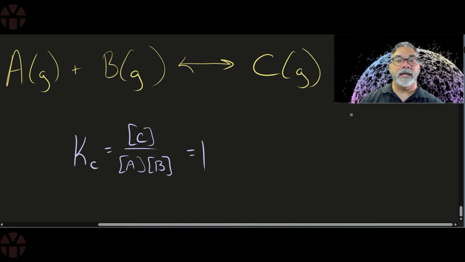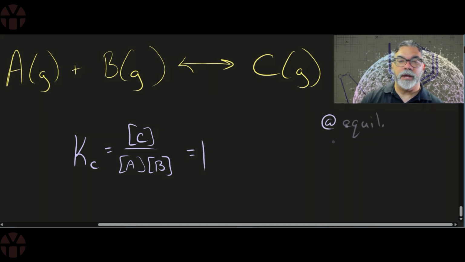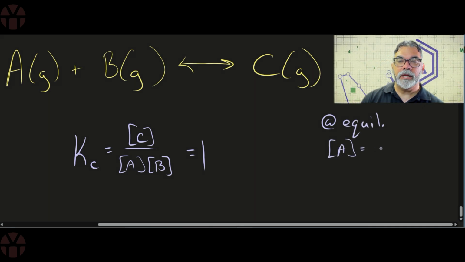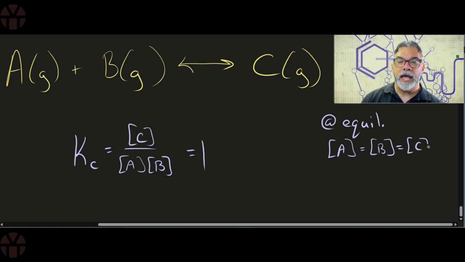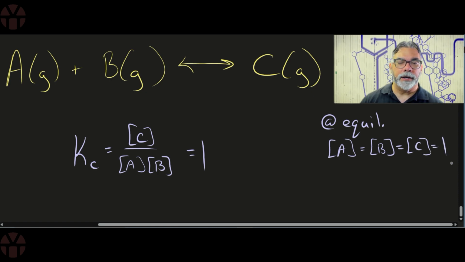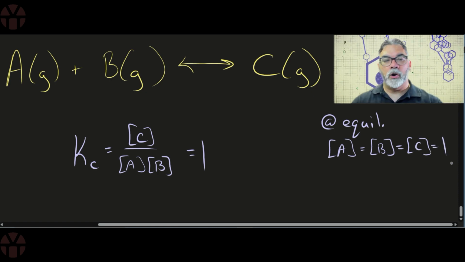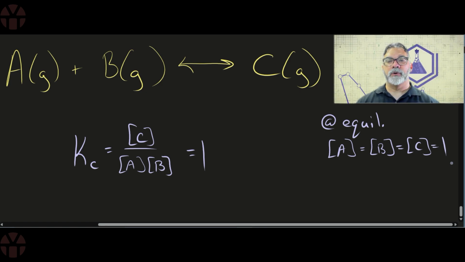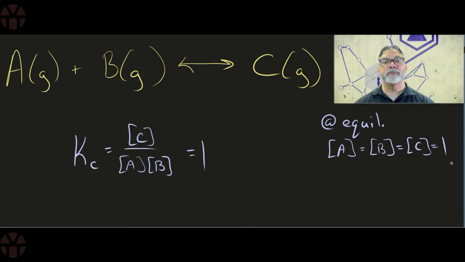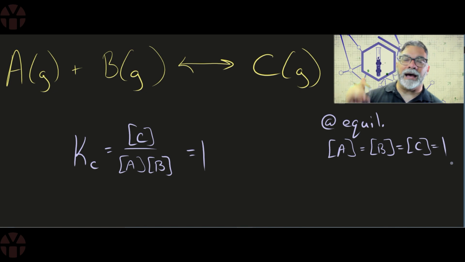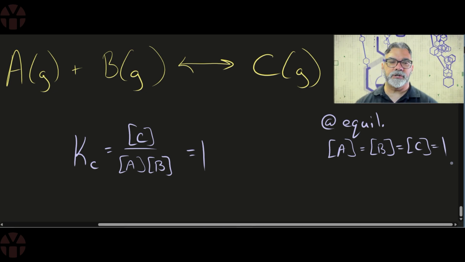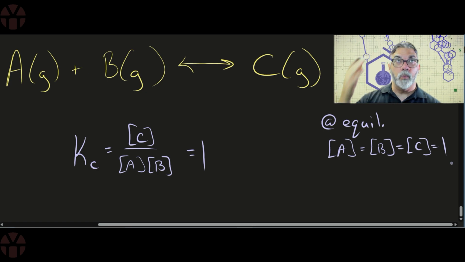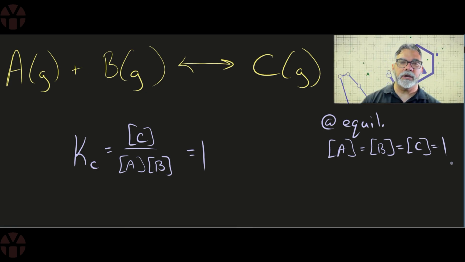Now, in order to get that, what that means is that at equilibrium, the concentration of A equaled the concentration of B, which equaled the concentration of C, and they all equaled 1. So you have 1 over 1 times 1. Everyone is 1. So for now, let's keep it simple, and let's pretend that we have this equilibrium. It is established, and under these circumstances, the concentration of everyone is 1. Great. So K equals 1.